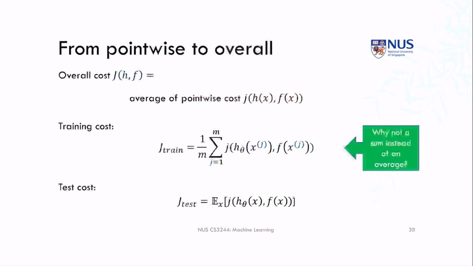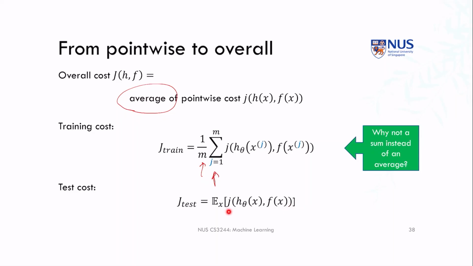So from a point-wise cost to an overall cost, it's just going to be an average. We're going to take all of the points, sum together their individual costs, and then divide through. So when we think of the training cost, that's very simple. It's just going to be aggregating over all of the data instances 1 through m, calculating the cost, the difference between when we got the classification right, which would be 0, and when we got the classification wrong, which is 1, in the case of classification, and that will be our training error.